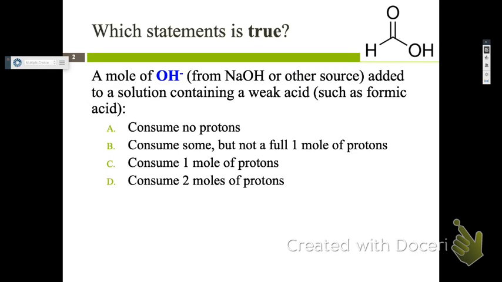So then our second question, how do you guys feel about this? Go ahead and talk to your neighbor, see how you answer this question. And I have a diagram of formic acid drawn in the top right corner. Structure.